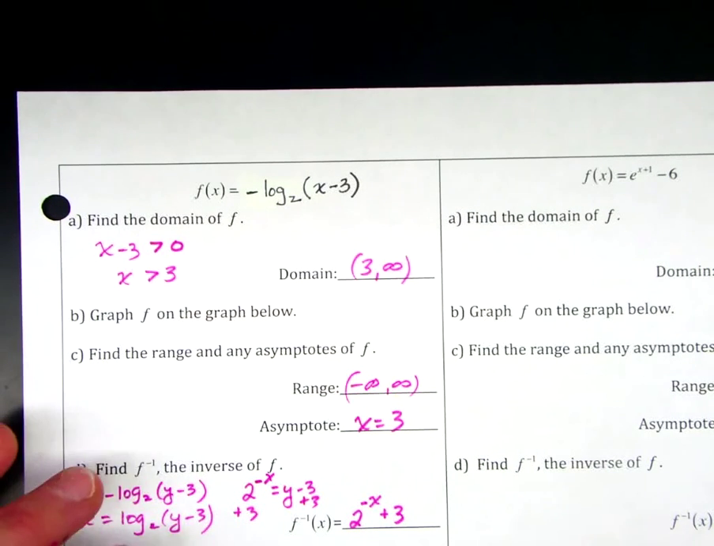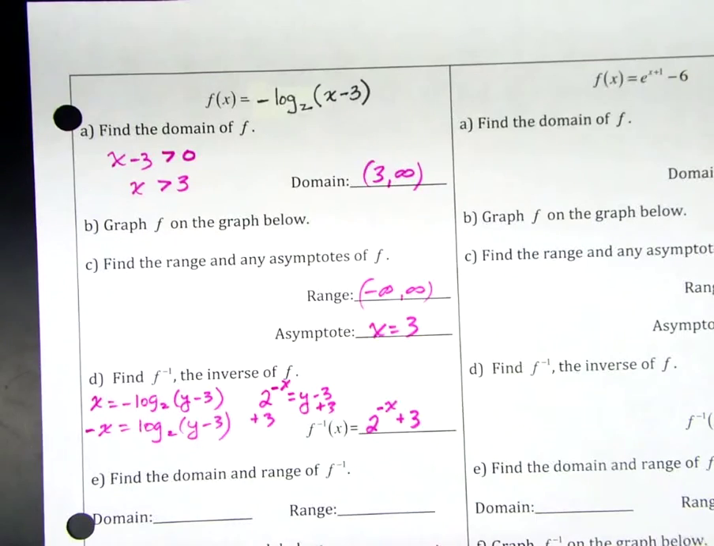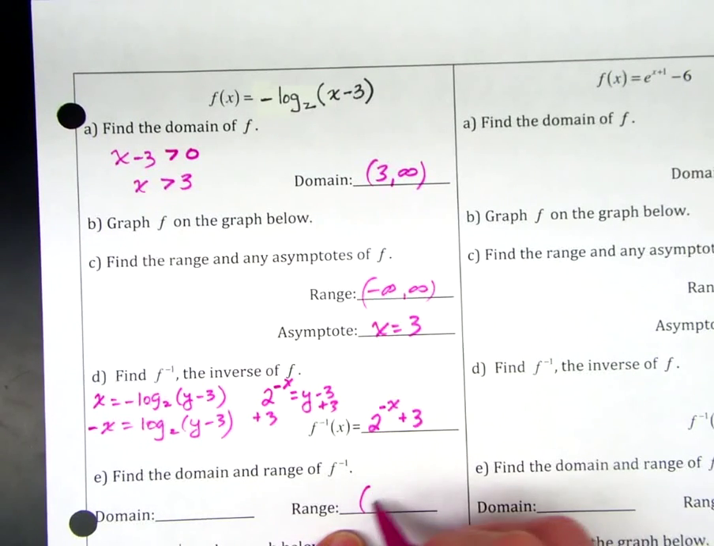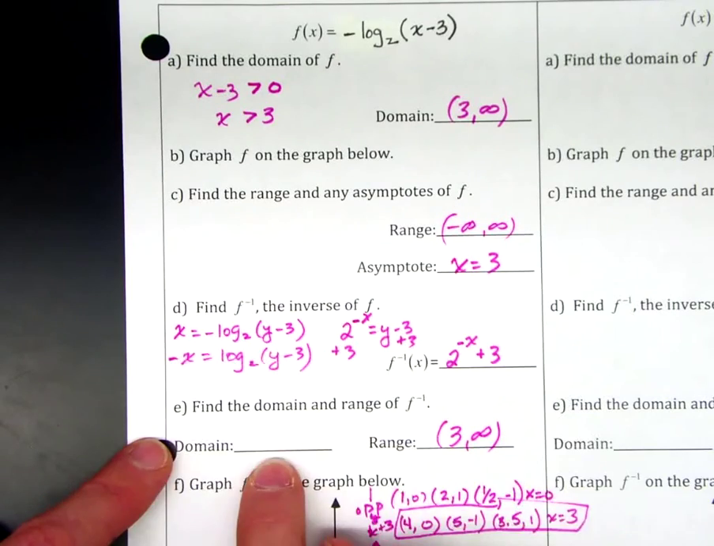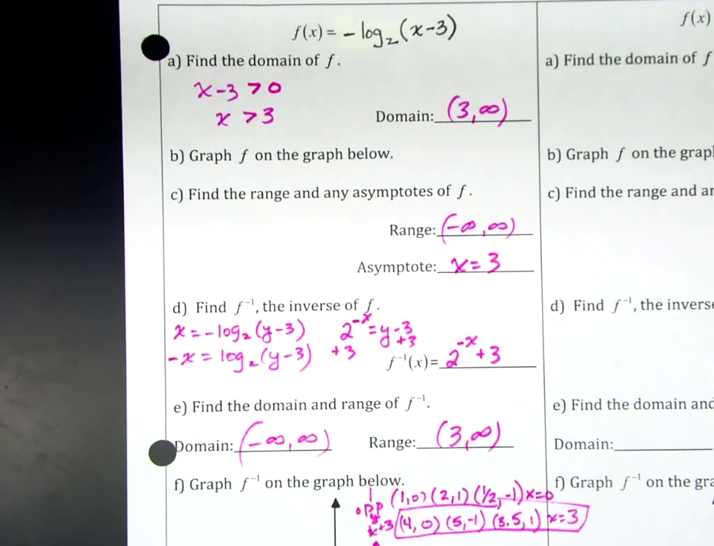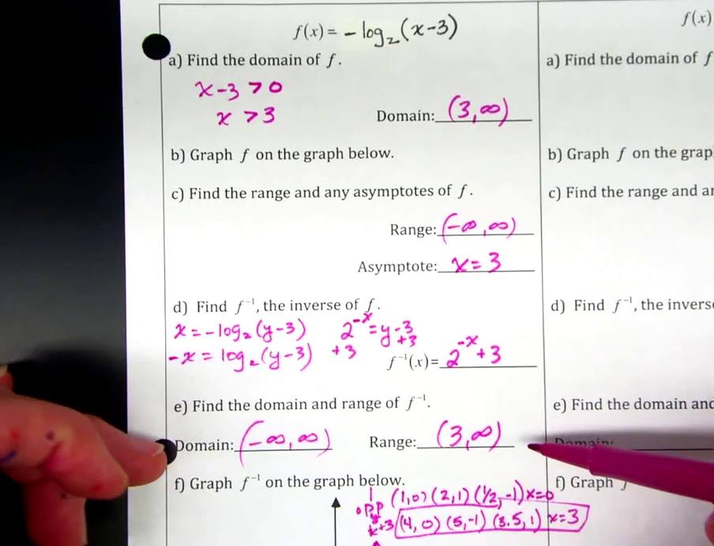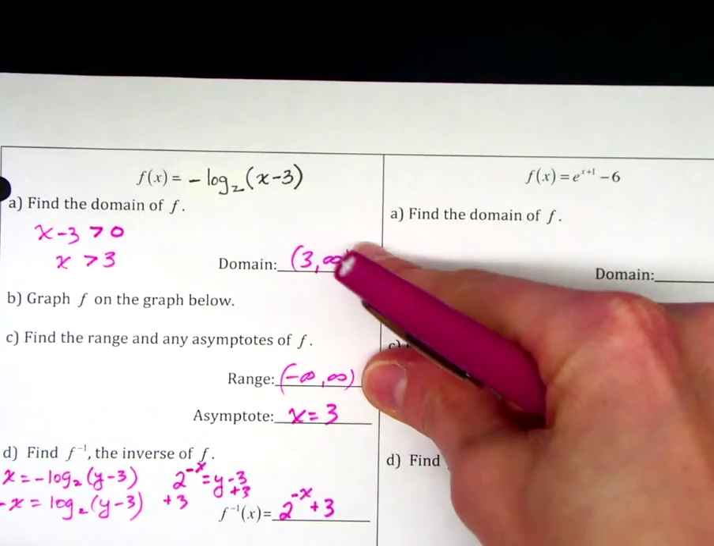Yeah, all the x's and y's are switched. So the domain for the log is the range for the exponential function. So this is 3 to infinity. And the range of the log function is the domain, because all the x's and y's are flipped because they're inverse functions. So you do not need to calculate the domain and range of the inverse because you already had it for the log function.